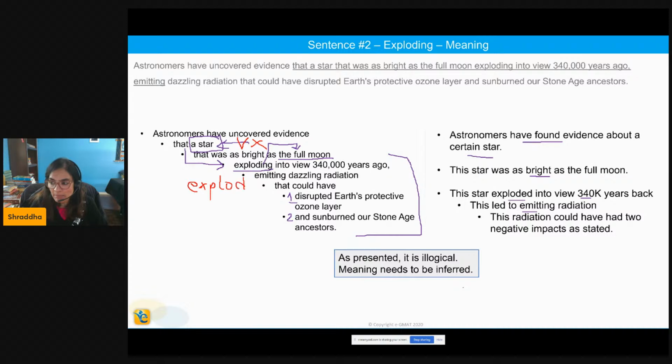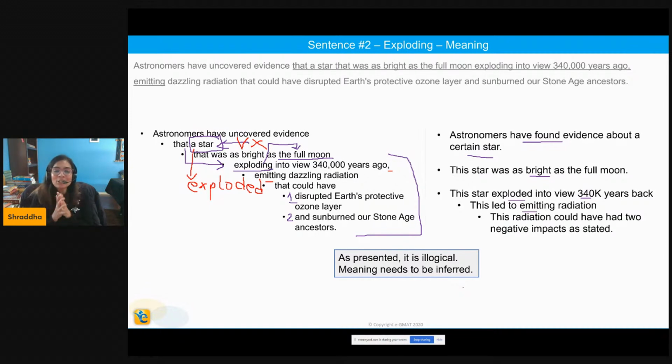Because just by making this one change, I will take care of the logical error that the full moon exploded. That's what the sentence is saying. That error will be solved, and a star will get its verb also. A star that was as bright as the full moon exploded into view, and then I have comma plus verb-ing modifier that presents the result of this star exploding into view.